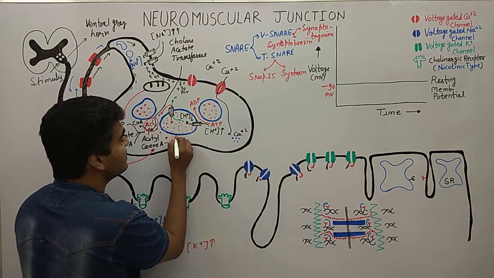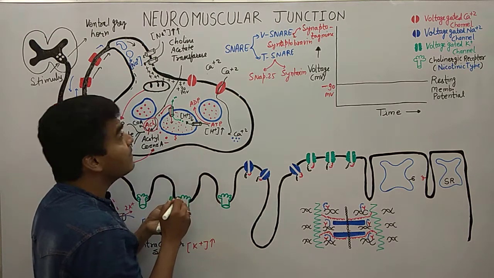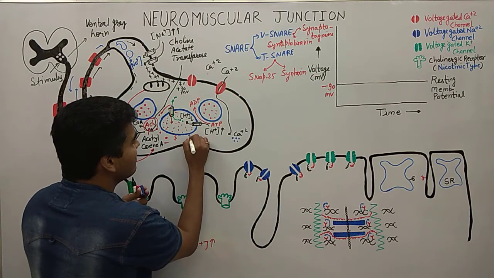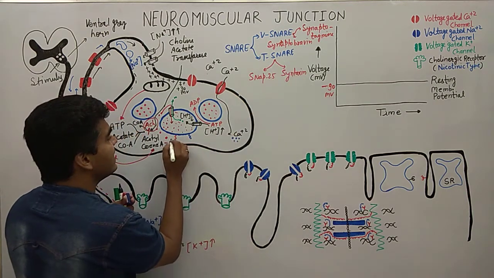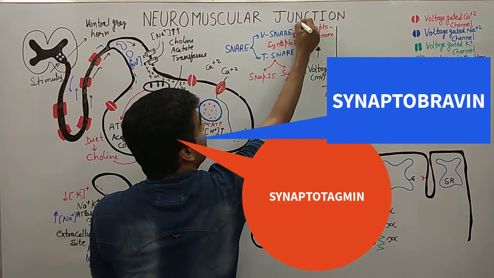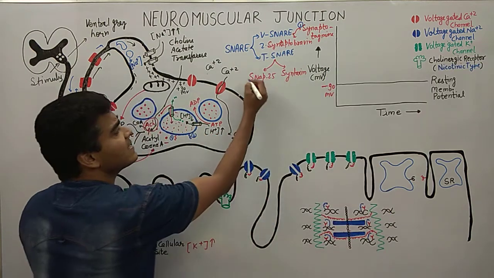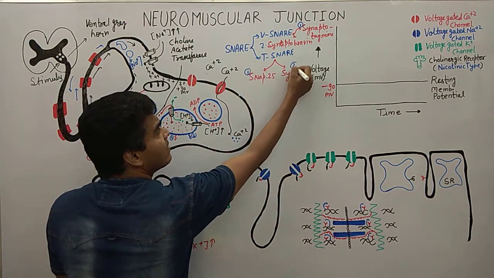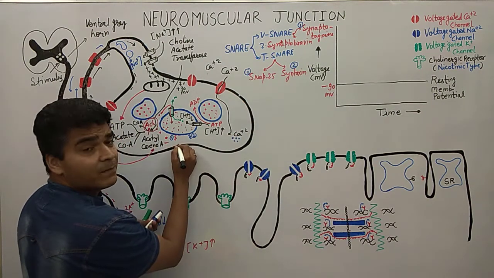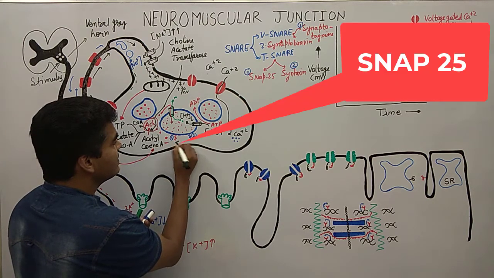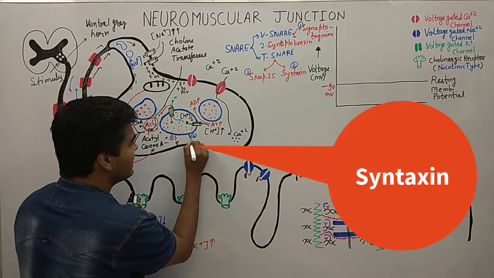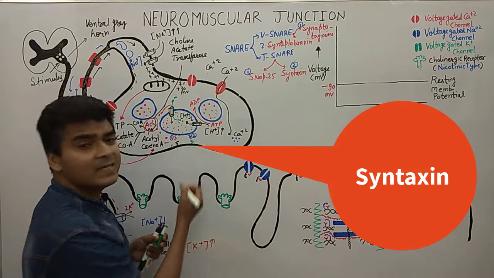So I am just drawing synaptotagmin and synaptobrevin. This is the first one, synaptotagmin, okay, and this is the second one, synaptobrevin. Isi tarah se ye kya ho jayega hamara first aur ye kya ho jayega hamara second. Okay, so here I am drawing the second one. This is T snare protein, SNAP25, and this is syntaxin, okay. Is tarah se hame T snare aur V snare ke protein mil rahe.